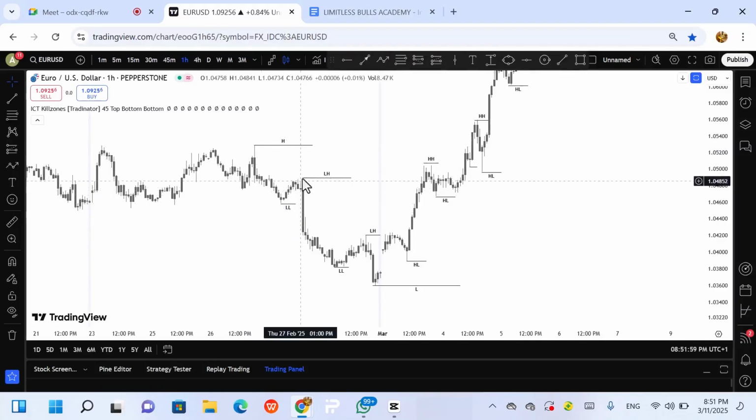This is a lower high because this is a high now. This low now is lower than this high. So now this is a lower high. So after this, the market broke this structure and continued going down.